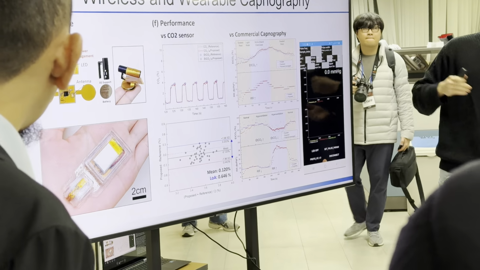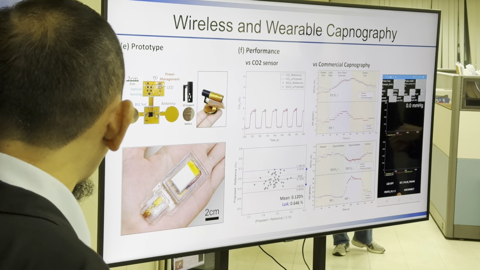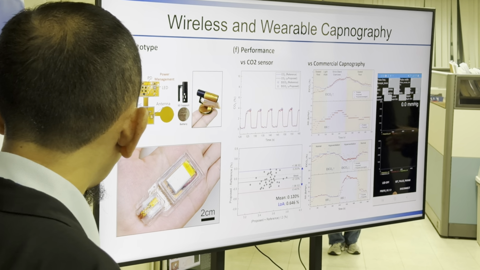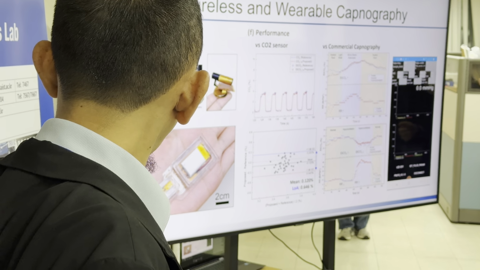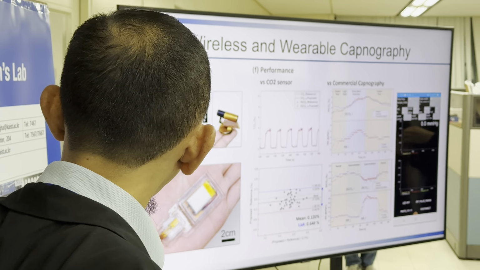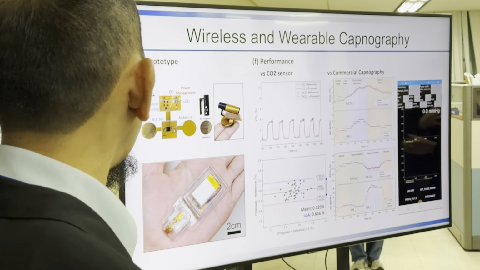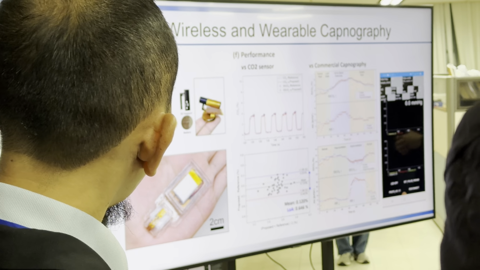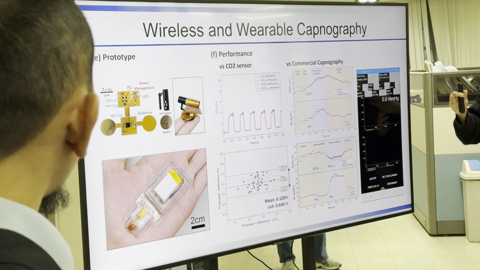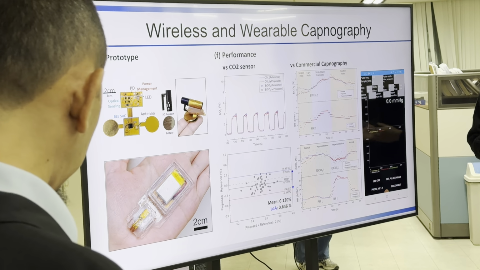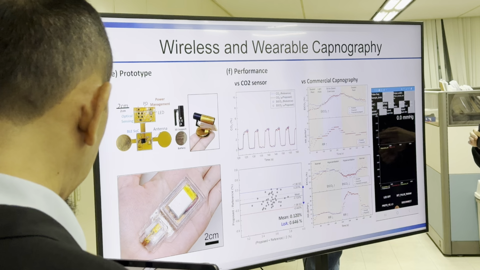In the figure, you can see the current two types of prototypes developed by our group, and you can see the performance that is comparable to the existing commercial capnography systems. In the left figures, you can see both the real-time CO2 measurement results and the Bland-Altman plot comparing our device to the commercial CO2 device. As you can see, the red line obtained from our proposed work and the blue line obtained from the existing commercial CO2 device show really matching results. The Bland-Altman plot also shows a promising result.